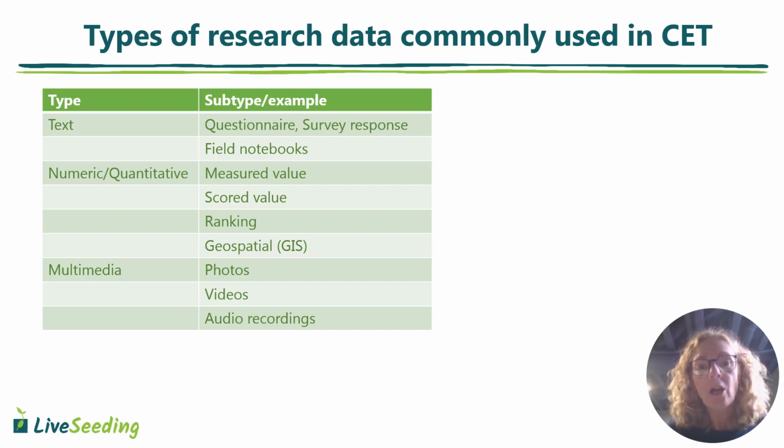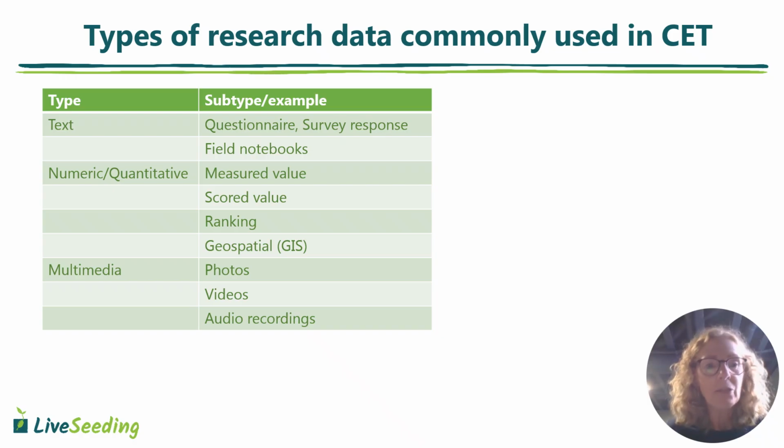Types of research data commonly used in cultivar evaluation trials. So on this slide, I'm just going to show you a few different examples of the many different ways we categorize or classify data. On that table there, you can see text, numeric, multimedia. So 3 different formats we could say that data might be in. So text data, obviously words, and they might be words collected from structured surveys or questionnaires, right? But they also could be just field notebooks, notes taken by the researcher. I'll talk a little more about this in a minute.